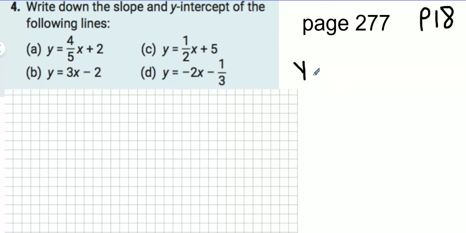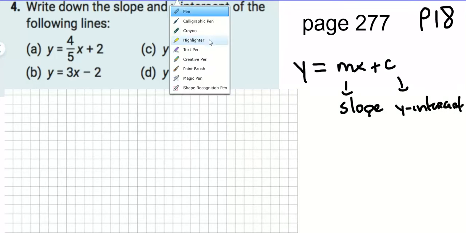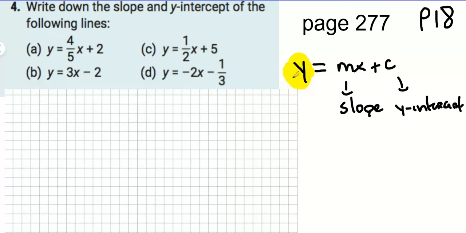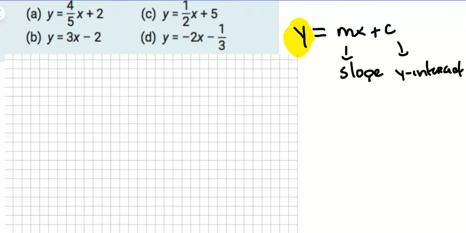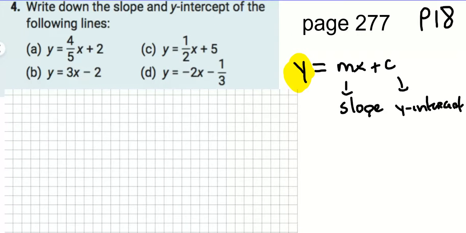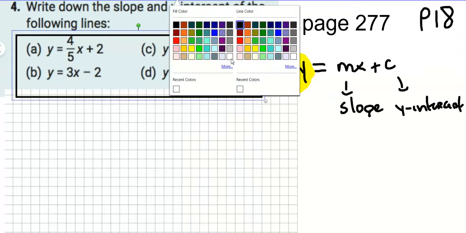And it'll say this: y equals mx plus c, where m is the slope and c is the y-intercept, provided y is very much on its own. I'll give you two questions. It's asking you to write down the slope and y-intercept of the following lines, and I'm going to make up similar questions to these, and you can see them done.